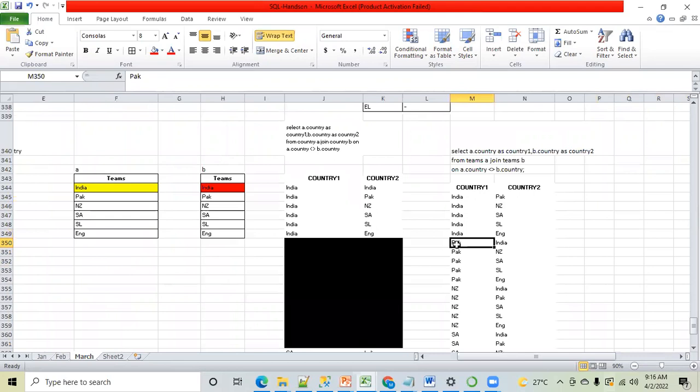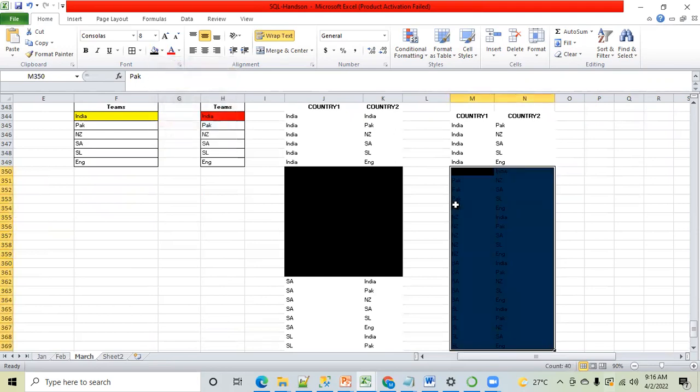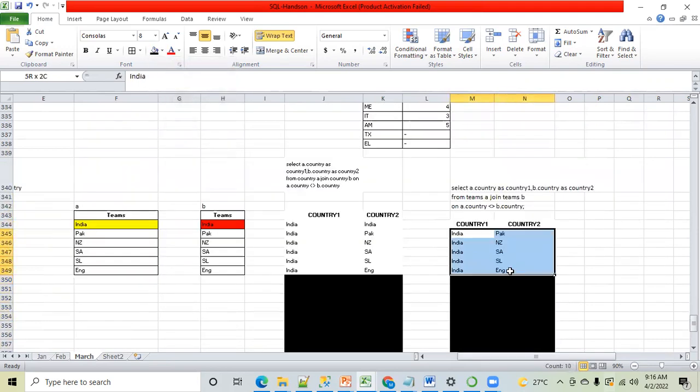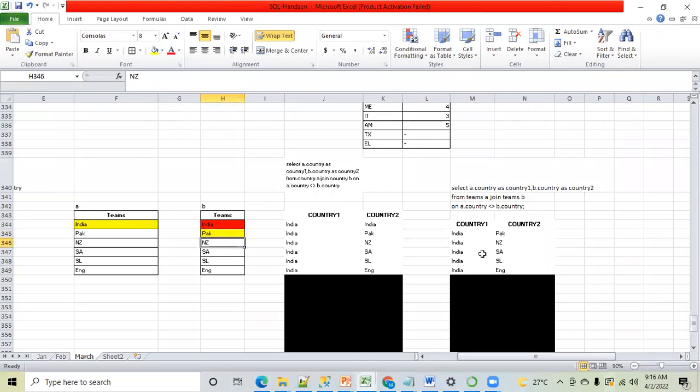Okay, so let's forget about all these records so far. Concentrate. Now tell me, is this what you were expecting? India will play with Pakistan, that is fine. India will play with New Zealand, that is also present here. India will play with South Africa, it is there. India will play with Sri Lanka, it is there. India will play with England, this is there. So as far as India is concerned, you got the records as per the expectation, yes or no?